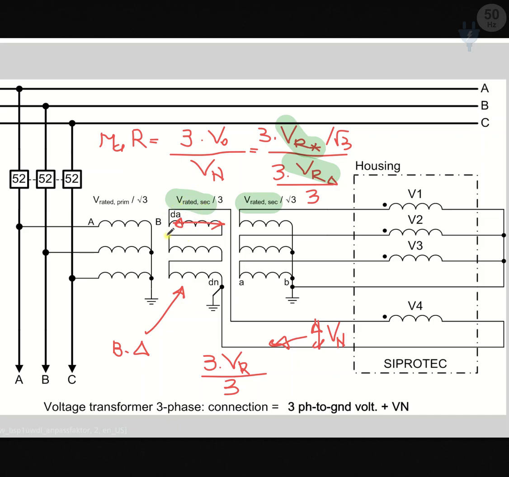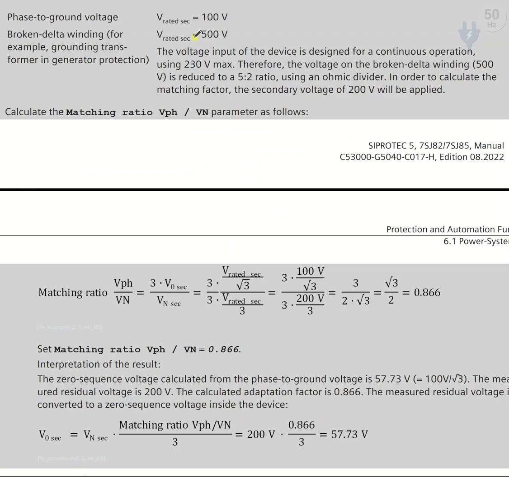V rated on the broken delta side is not equal to V rated on the star connected for the phases. We just replace the values in our system. For example, here is an example that Siemens has explained in its relay manual: V rated in the phase to ground voltage is 100, and on the broken delta winding it is 500 volts. But we cannot apply this 500 volts, so we try to use one voltage divider. According to that voltage divider, we apply 200 volts onto the relay.